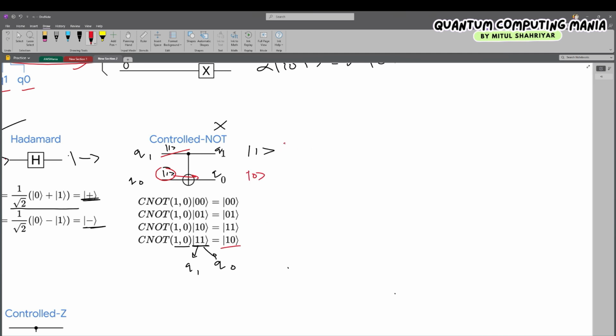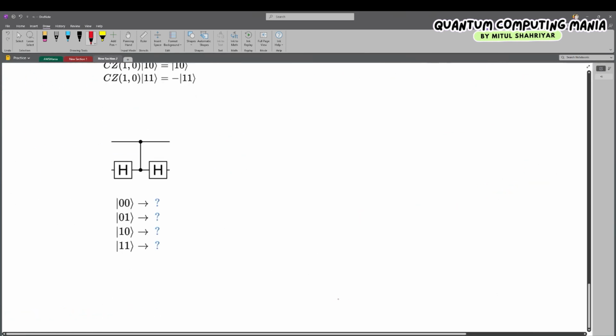So if we make this compact, as mentioned, it should be Q1, Q0. We write Q1 as 1, Q0 is 0, so 1 0. Isn't this exactly what we were learning? Yes, it is. So we have learned control NOT as well.